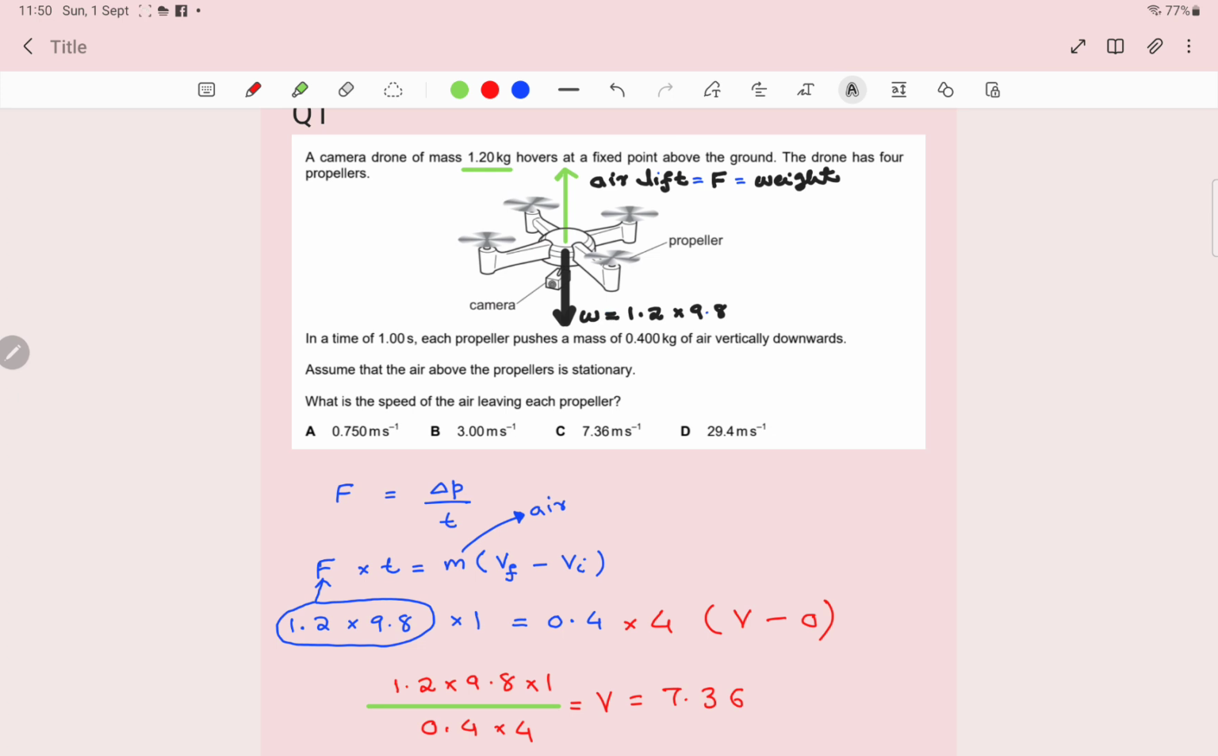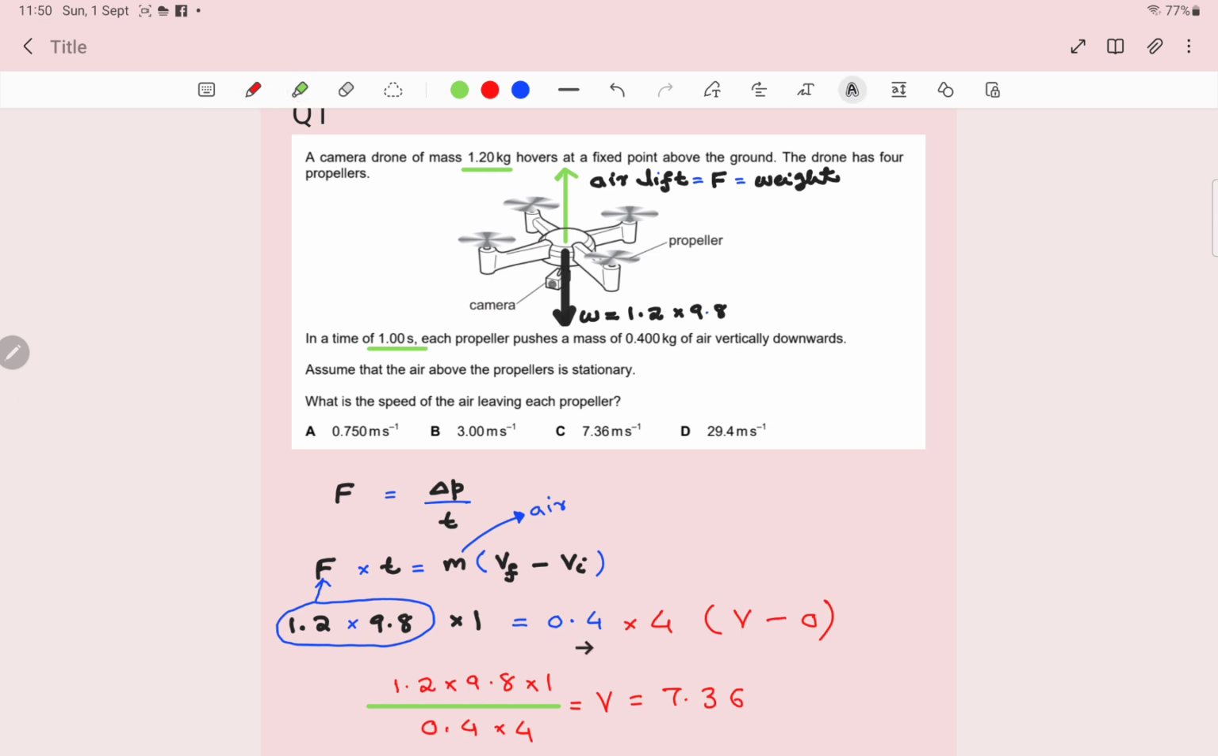And now using the equation, force is the rate of change of momentum, and this time is multiplied with force, and change of momentum is mass into final velocity minus initial velocity. Force is equal to the weight of the drone, that is 1.2 into 9.8. Time value is given, it is 1 second.